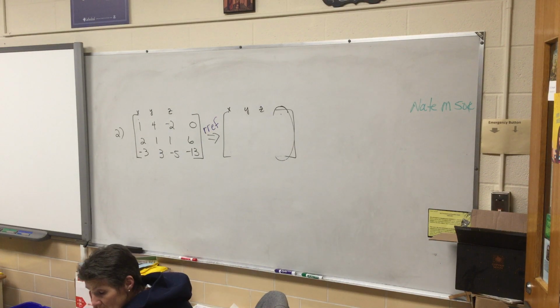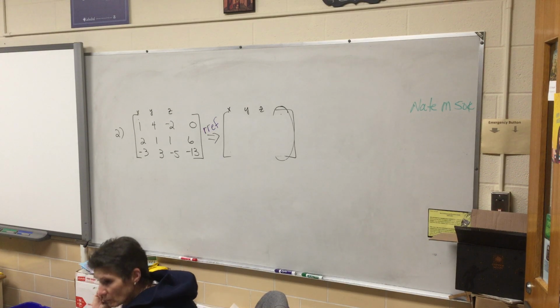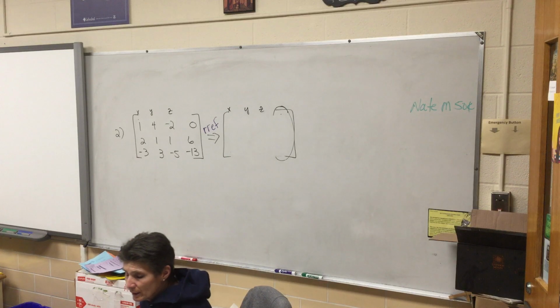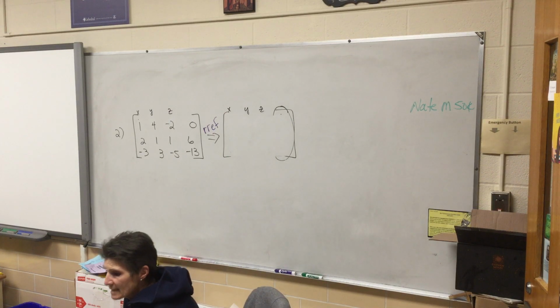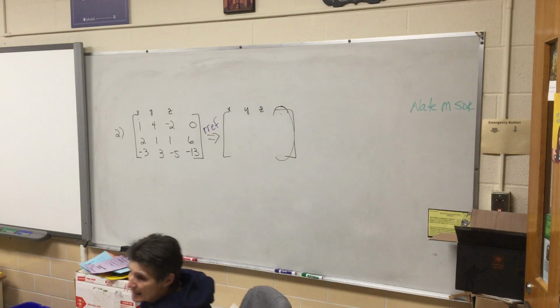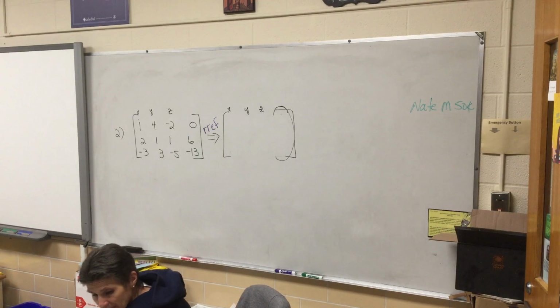Now, are some of you concerned because there's already numbers in there? Don't worry, you're going to type right over top of them. So now we're going to type 1, enter, 4, enter, -2, enter, 0, enter, 2, 1, 1, 6, and -3, 3, -5, and -13. Now it's really important that you press enter after that last number. So I put in my -13 and I pressed enter. All right, I'm going to stop and let everybody catch up.